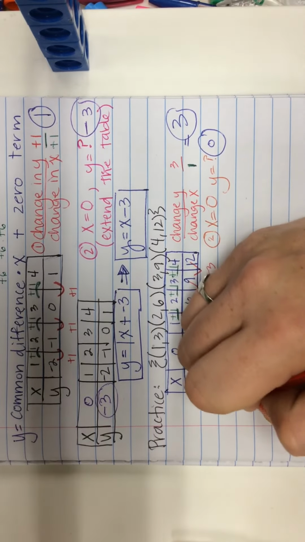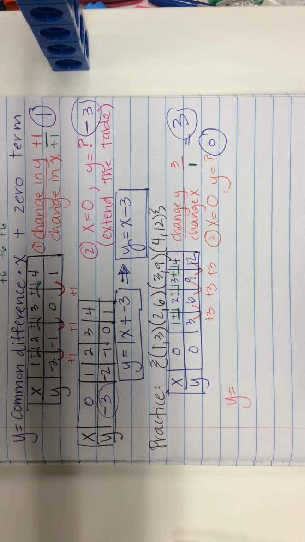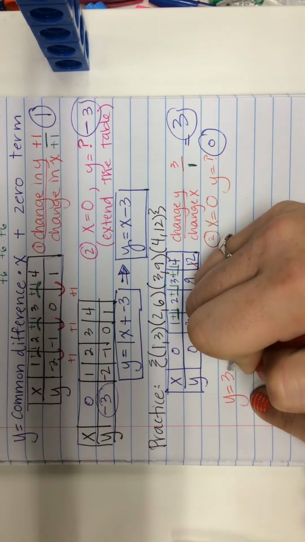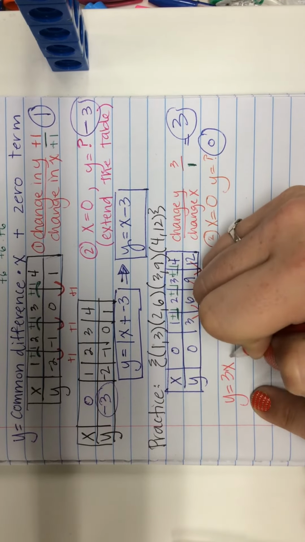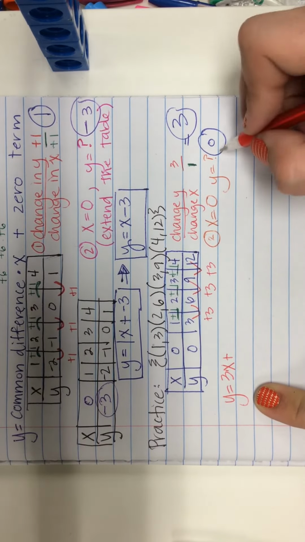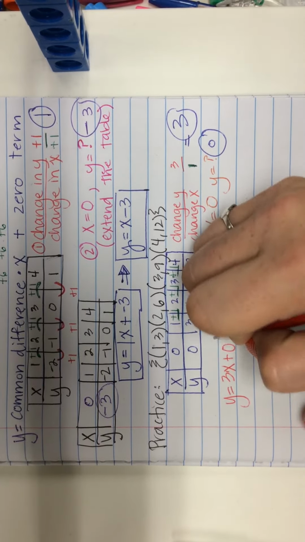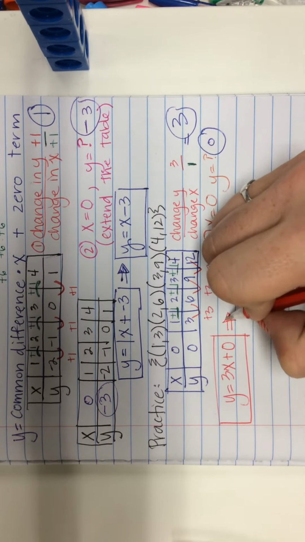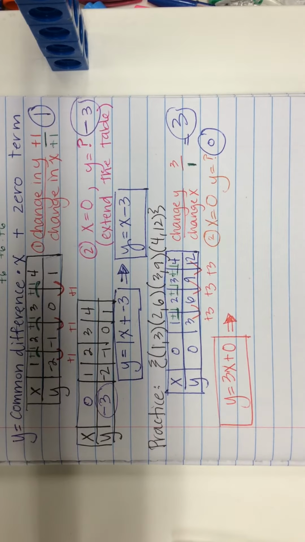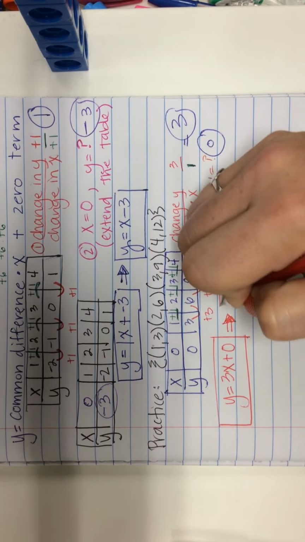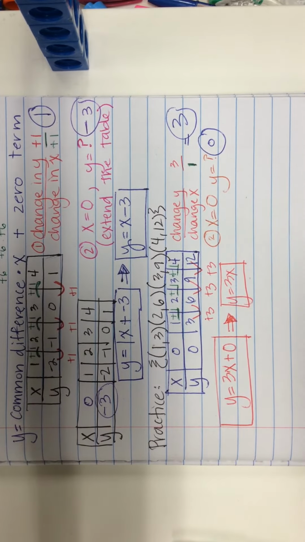And now let's substitute. Y equals common difference. What is it? Times x plus, what's the 0 term? 0. If you wrote that down, you'd get it right. Is there a better, more pretty algebraic way to write it? Y equals 3x. You don't need that plus 0. You can put it and it's fine.